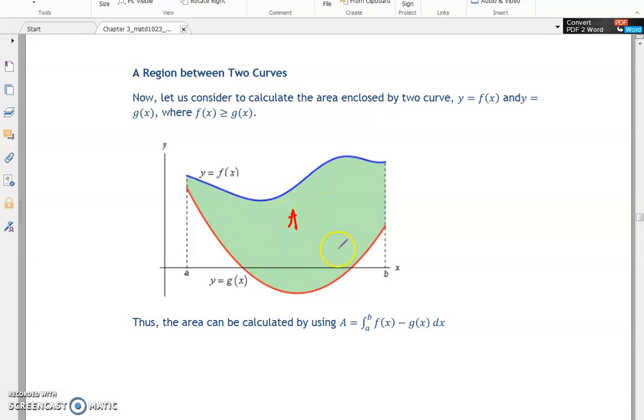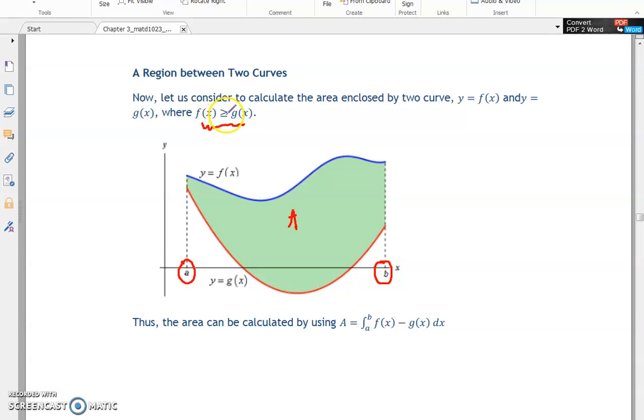the green area here. You can use the formula A equals the integral from a to b, where a and b here are your x-axis limits, of the first function f(x) minus g(x), where the value of f(x) must always be greater than g(x). It must be, in order to make sure the value of the area is positive.